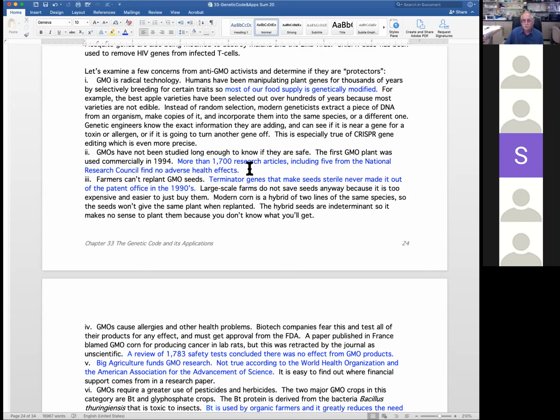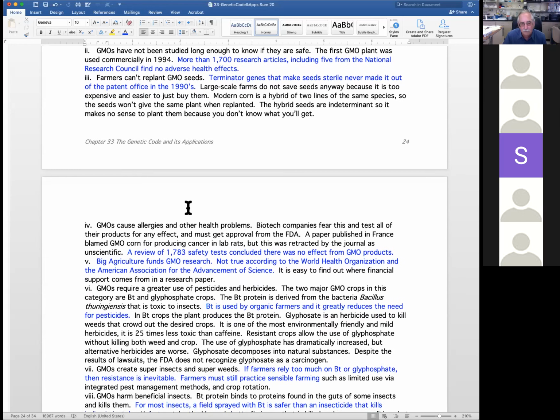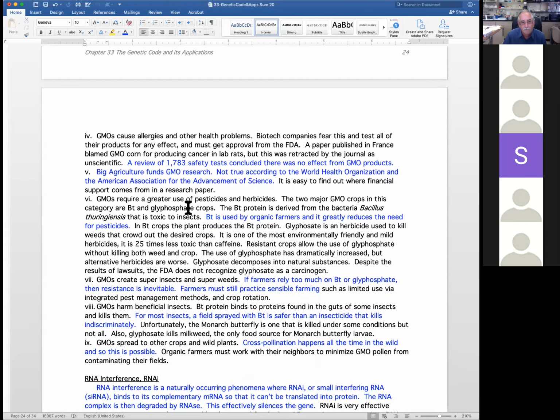Well, Terminator seeds were never approved. They never made it out of the patents office in the 1990s. That's 30 years ago. And if you're a farmer, you barely have enough time to get seeds from wherever and plant them and grow them and harvest them and take care of them. You don't have time to create another complete business, which is to take some of those and get the seeds necessary for the next year. You simply buy them from someone else. But that's something that's still being used all the time against GMO.